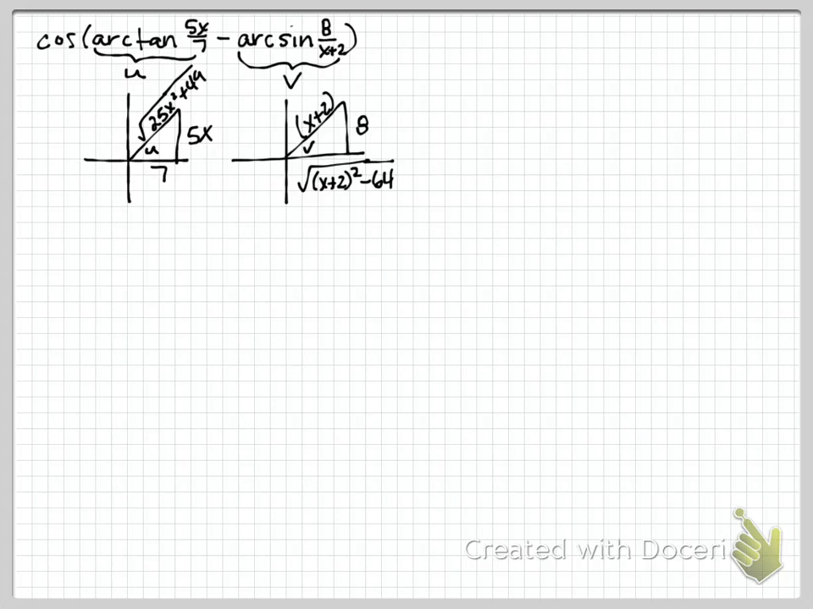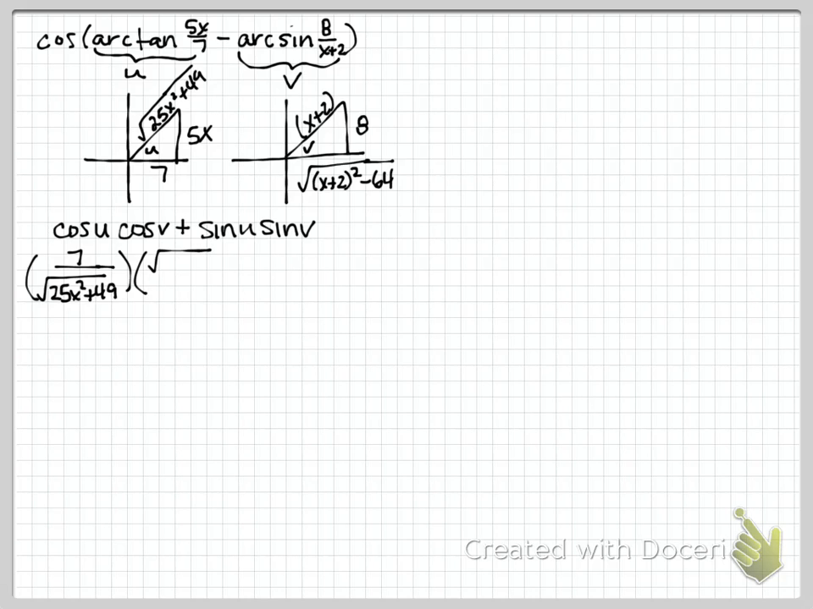Now we have everything we need to do our formula. So for the cosine, I want the difference formula for cosine. That is the cosine of u times the cosine of v, minus, or excuse me, we're minus, so this should be plus, the sine of u times the sine of v. Well, looking at my triangle, the cosine of u is 7 over the square root of 25x squared plus 49. And this is going to be times the cosine of v, which is the square root of x plus 2 squared minus 64 over x plus 2.